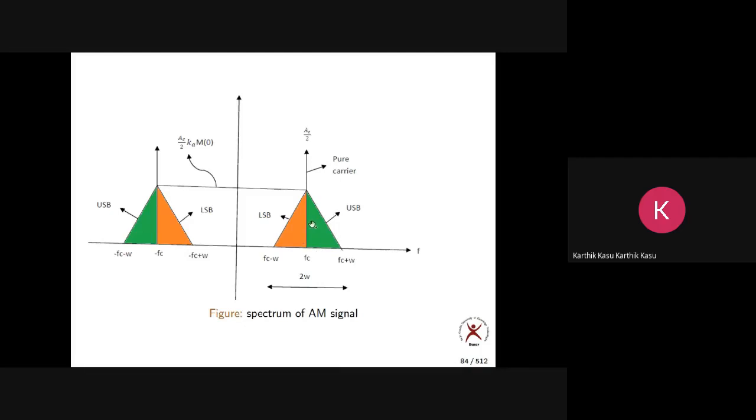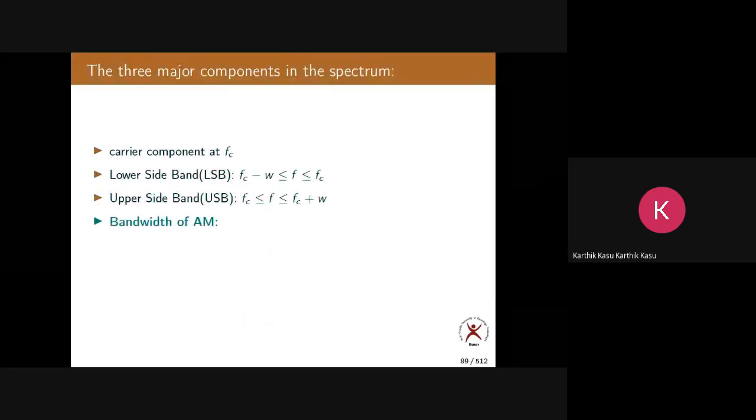So I think so far so good, right? Any doubts? Right. Now, just now we have proved that the bandwidth of AM is 2W, that is twice the bandwidth of message signal.